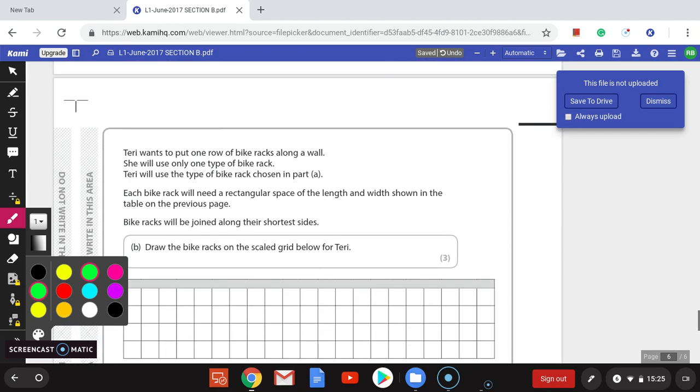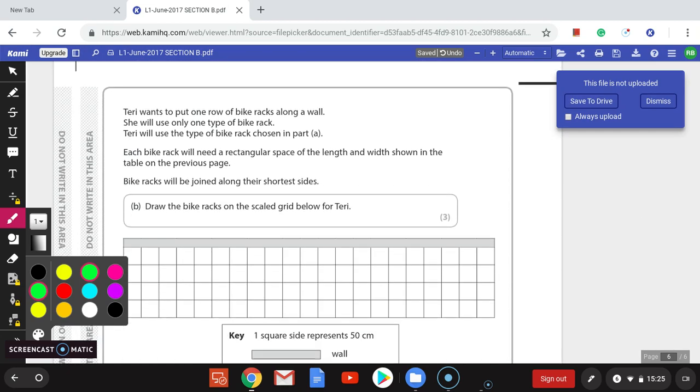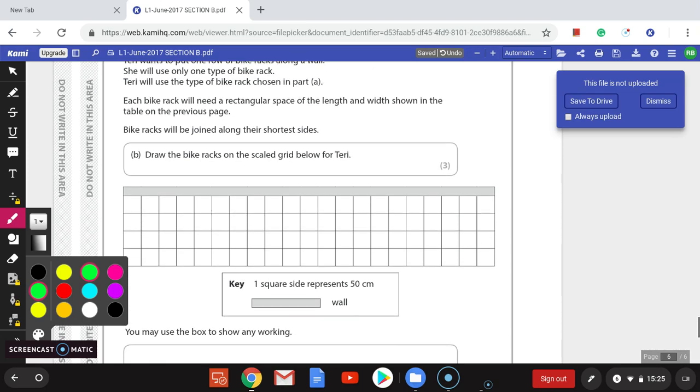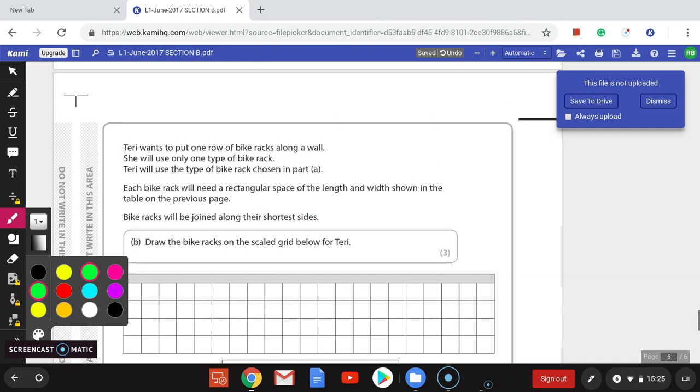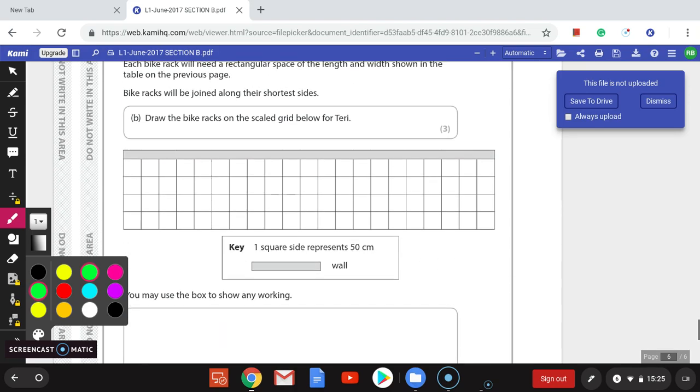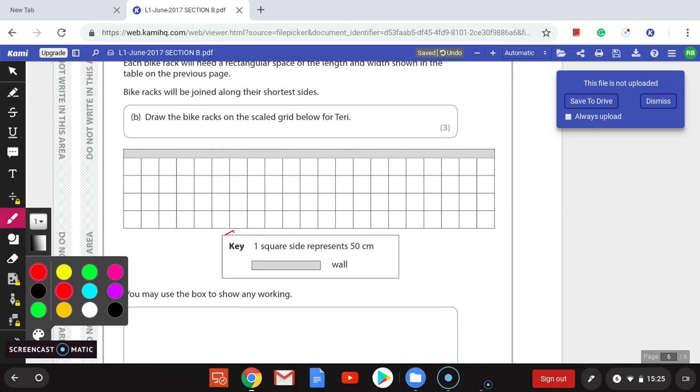So the next question says, Terry wants to put 1 row of bike racks along a wall, okay? Very important what you're looking at here. You can see this grid below. This is called a scale drawing, okay? They happen on every single level 1 test paper, scale drawings. You can practice those at home. The important bit of information is there's a key, or what sometimes we call a scale.